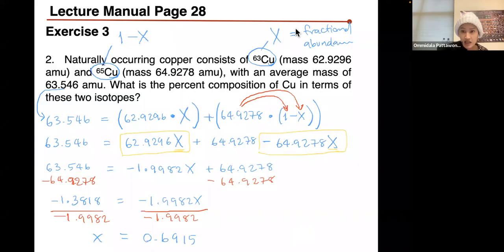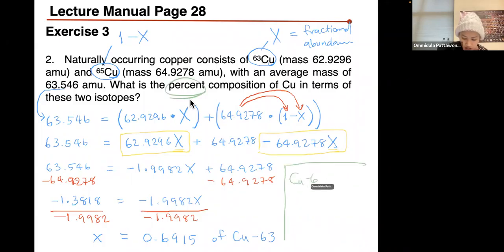Remember, we defined x equal to the fractional abundance of copper-63. So in this case, this is of copper-63, but it's only the fractional abundance. If you want to know the percent, because the problem asks us to report in percent, then for copper-63 the percent would be 69.15%, because you multiply this fractional abundance x by 100.